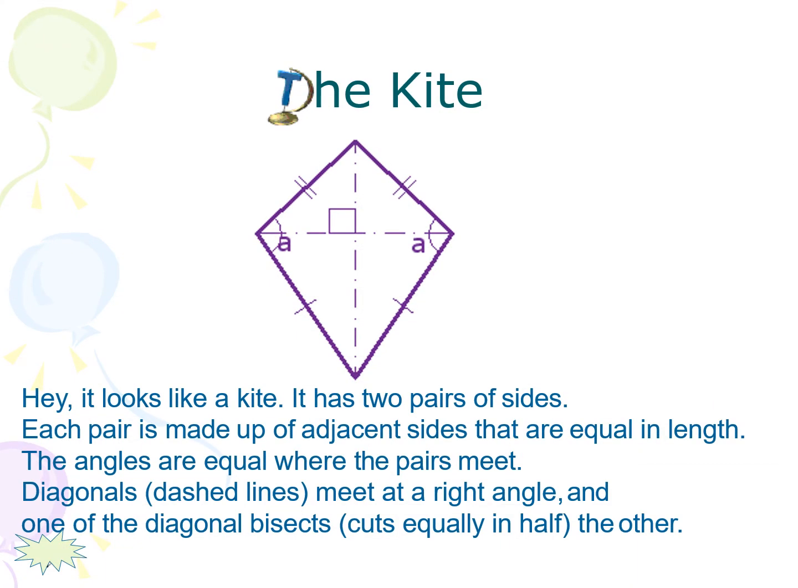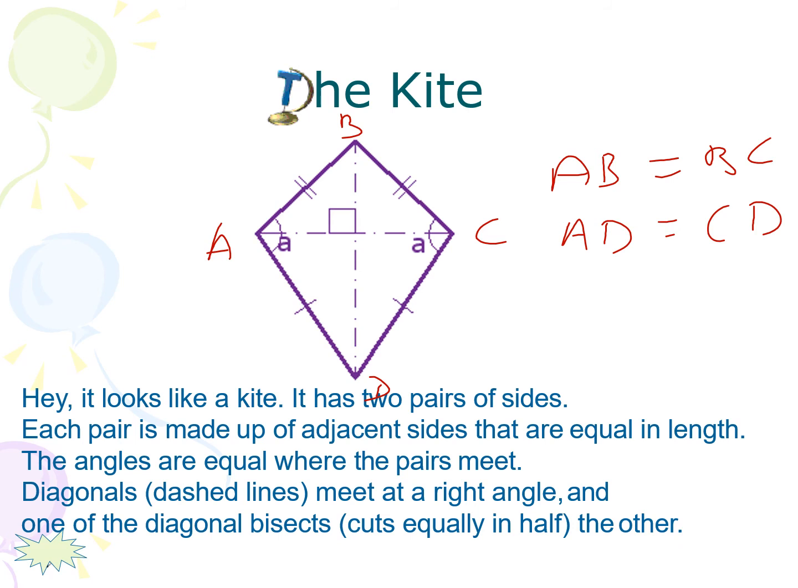Look at the kite. It has two pairs of equal sides. If we name it ABCD, then AB is equal to BC and the length of side AD is equal to CD. The angles are equal where the pairs meet. The diagonals meet at right angles and one of the diagonals bisects the other. That means if we name the intersection O, then AO is equal to OC.